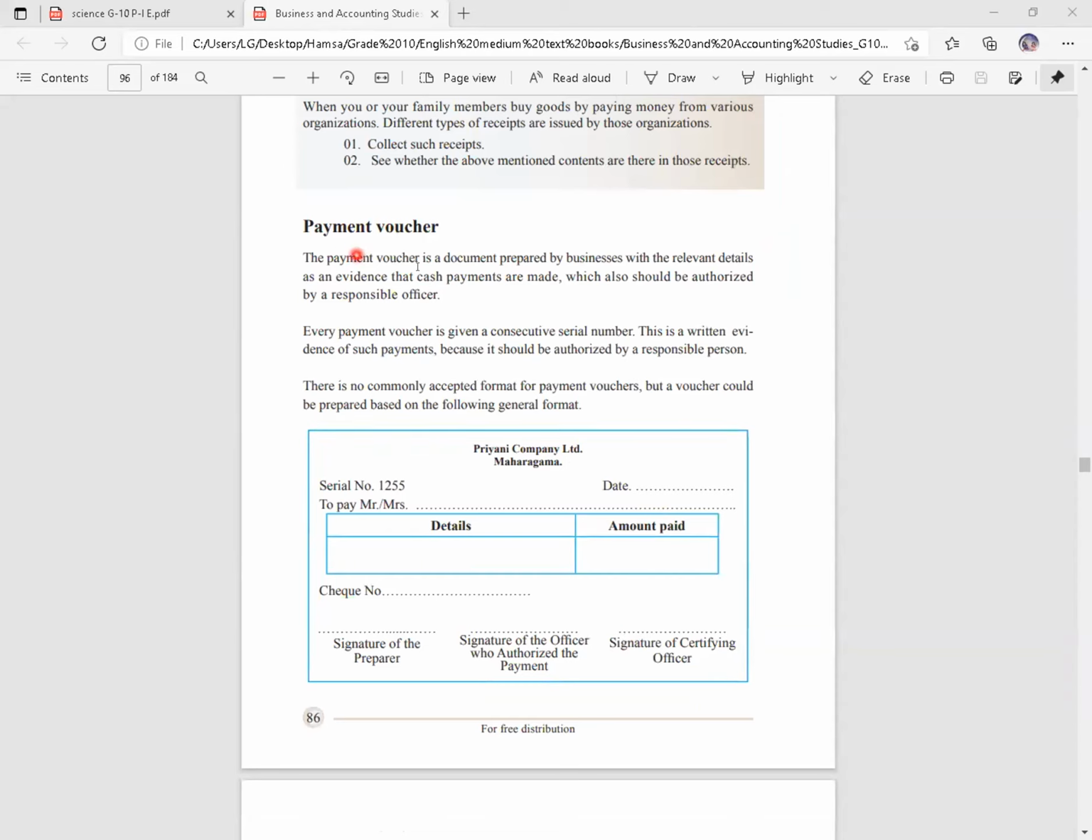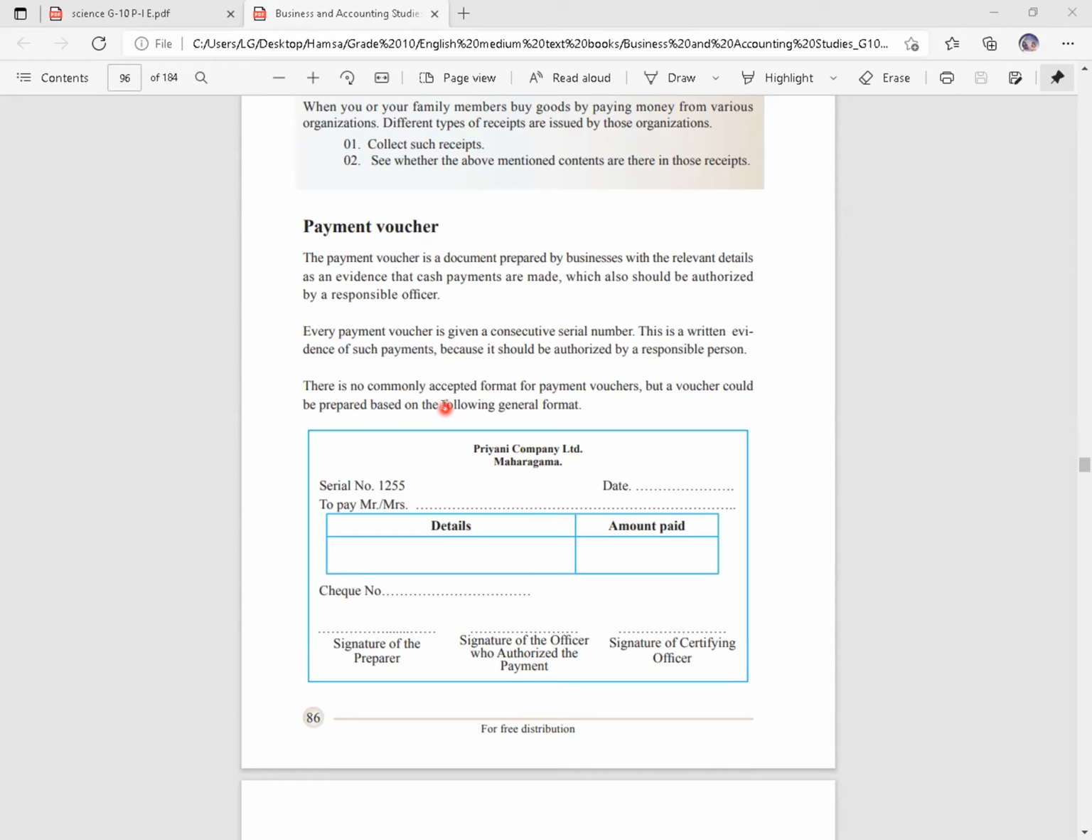Right. Next, the payment voucher. Payment voucher means the source document which helps you to enter your payments. You have paid, say, an electricity bill or water bill, right? You will be getting the payment voucher. Payment voucher means after the payment has been done, you will be getting a small piece, right?